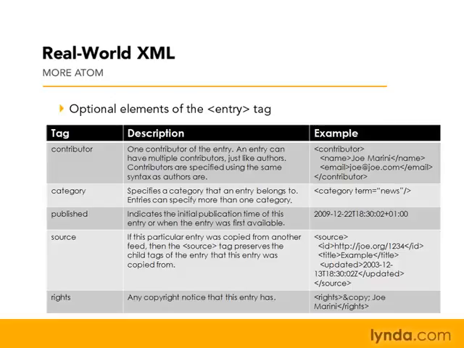Entries can have category tags as well. So the category tag specifies the category that an entry belongs to. Over there on the right, you see I have a category, and the term is news.